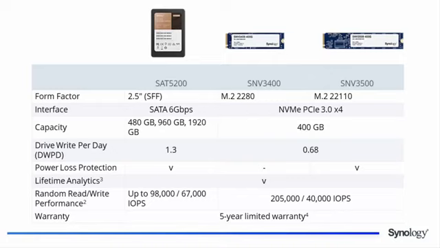On the other hand, the NVMe series, Synology SNV 3400 and SNV 3500 NVMe SSDs, aim to accelerate existing hard drive storage pools. They are optimized for low latency and random write performance. Synology's SNV series are built to be consistent and provide over 40,000 IOPS under sustained random write workloads.